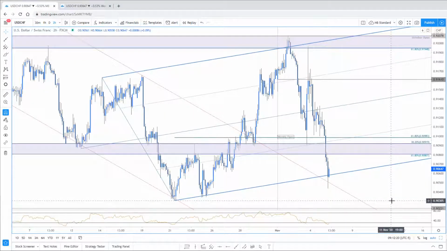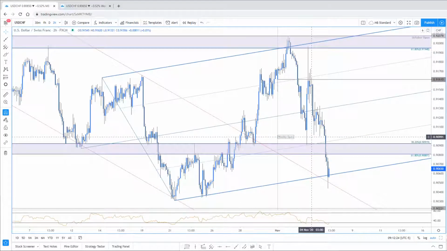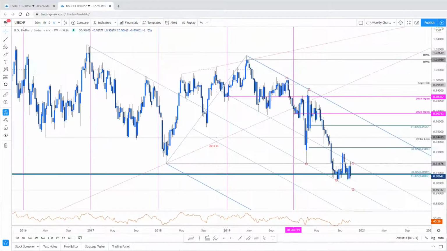If we were to close the day back above 90.90, in my opinion, that's an exhaustive low. Try to press the rebound. But from here, below 90.90, 90.80, there's nothing. If this break just materializes, there's nothing until 89.30. It's like 120 pips lower. I'm not doing that.